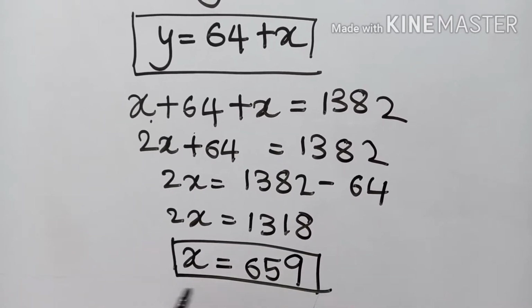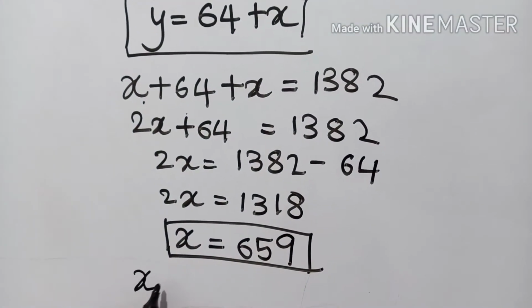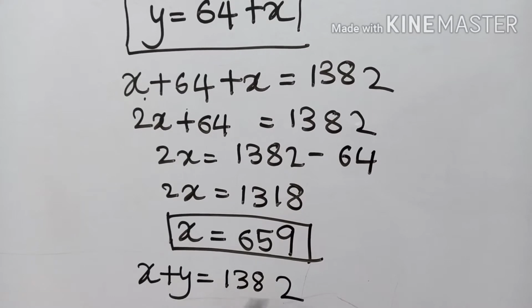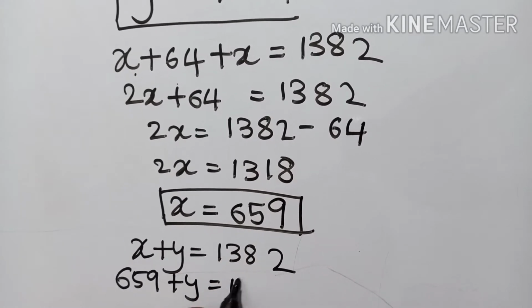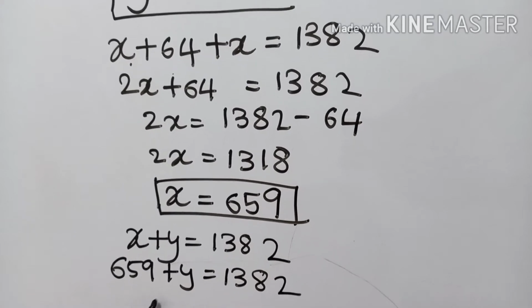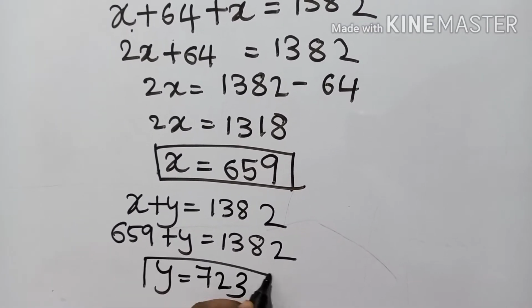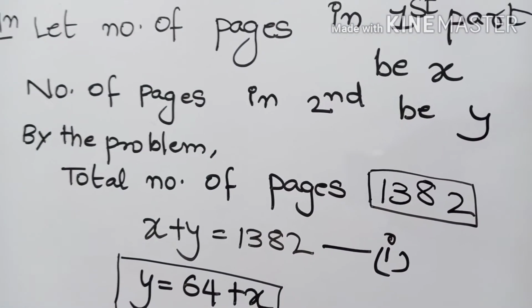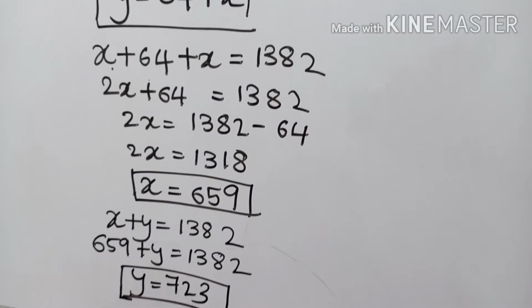Now to get the value of y, substitute the x value in the first equation, that is x plus y is equal to 1382. So x is 659 plus y equals 1382. So therefore the y value is 723. Now write the conclusion. The number of pages in the first part is 659 and the number of pages in the second part is 723, and that's the solution.